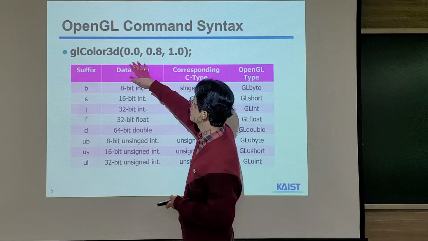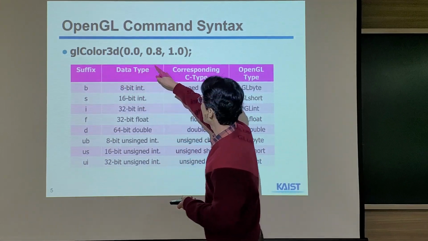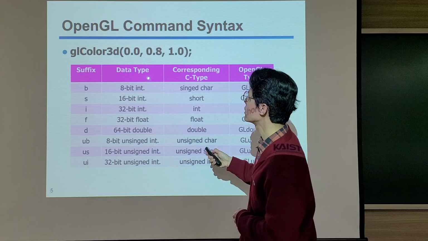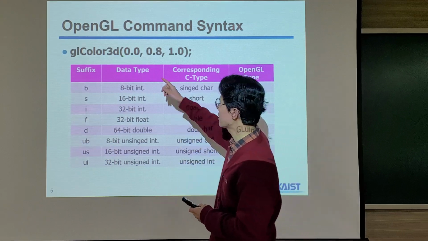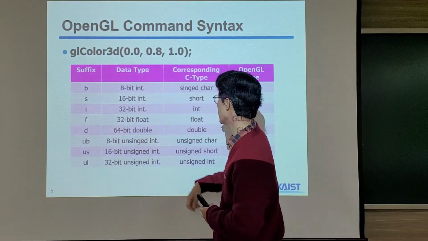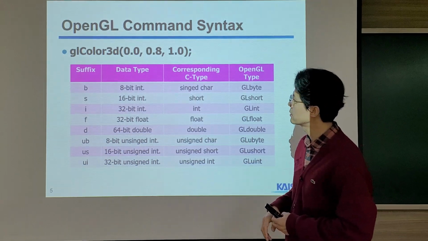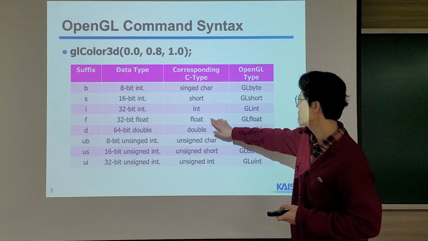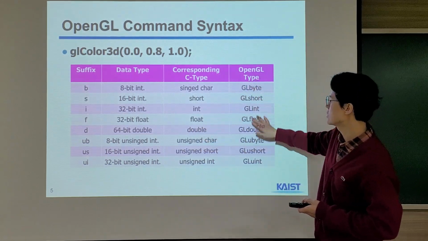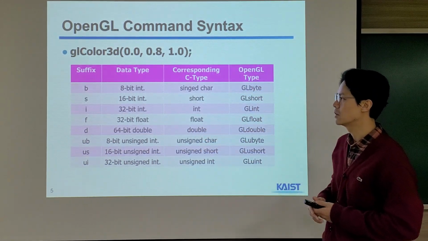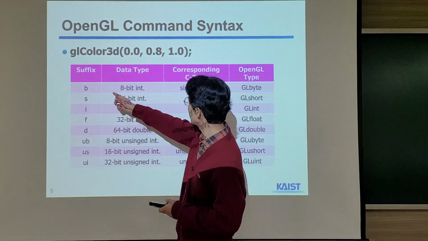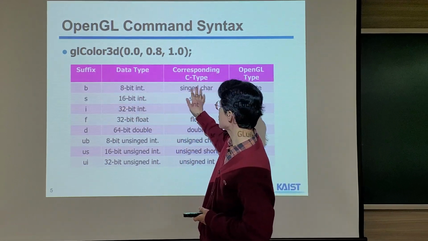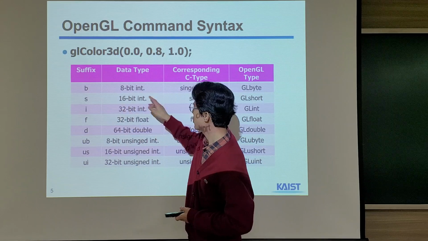So I briefly talked about the OpenGL command syntax. For example, when I use glColor3d for RGB, the suffix d indicates a 64-bit double, which is the OpenGL internal representation. If you are using C, it's the double type, and in OpenGL the type is GLdouble. Also there are many other suffixes. b is signed char, s is short, and so on.